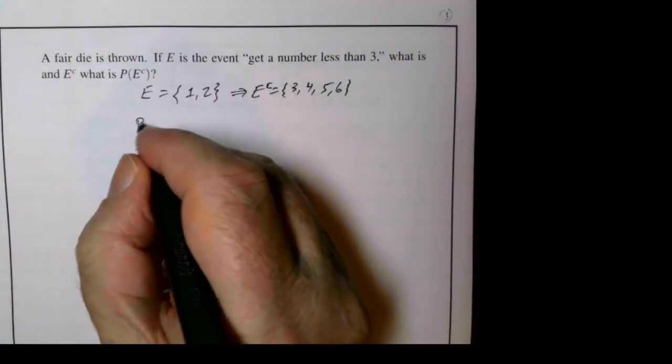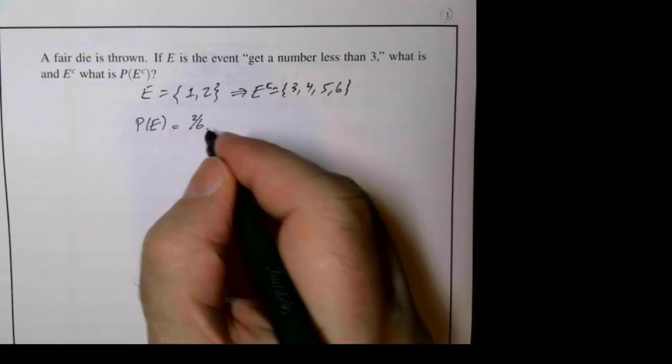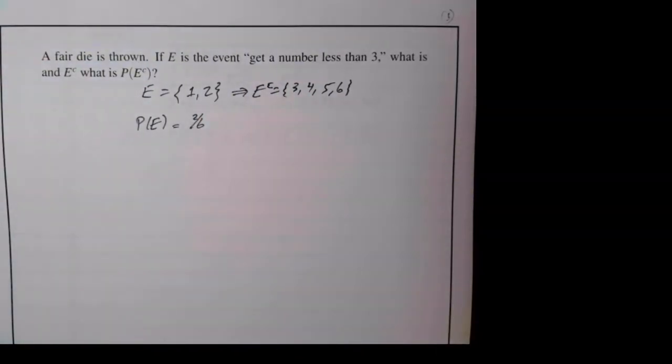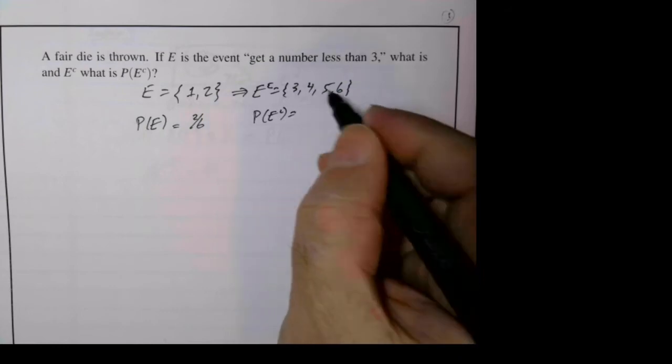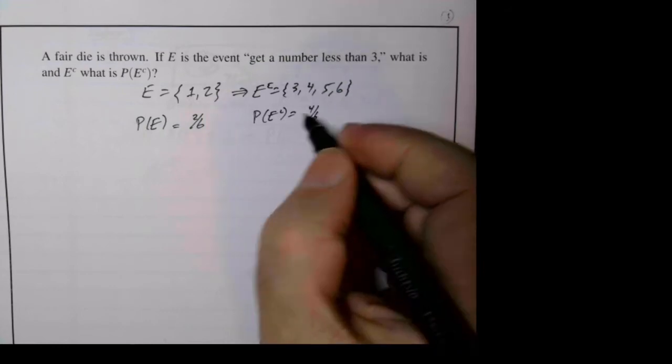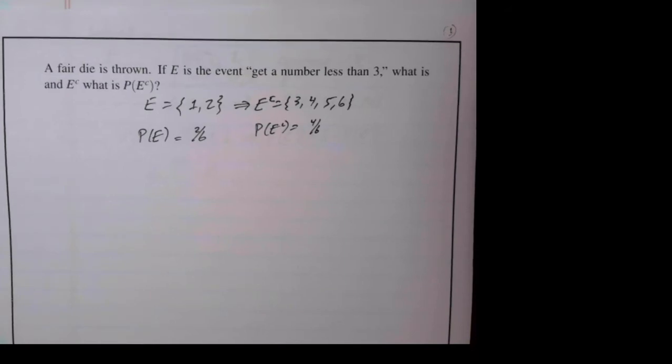Well, now it's pretty easy to do this part. The probability of E, of course, is just 2 out of 6, because it contains 2 of the equally likely outcomes, and there are 6 of those altogether. And the probability of E complement would just be 4 out of 6. And of course, if you add those together, you get 1.